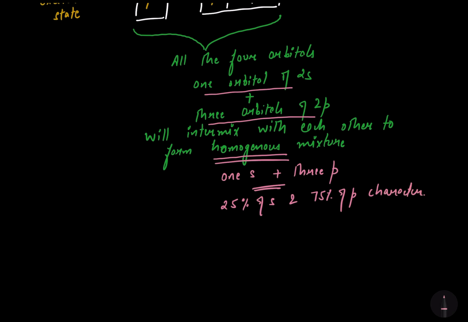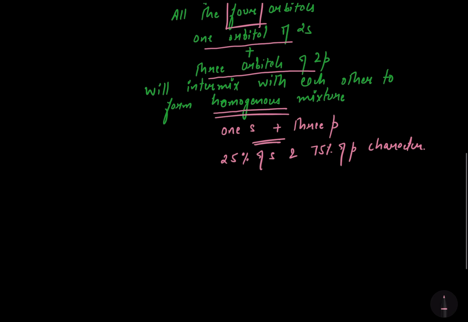Now, how many orbitals have mixed in this mixture? 4. Now divide this homogeneous mixture into 4 parts. I am dividing this homogeneous mixture, in which 25% of S is there and 75% of P is there, into 4 parts, or we can say the 4 orbitals.